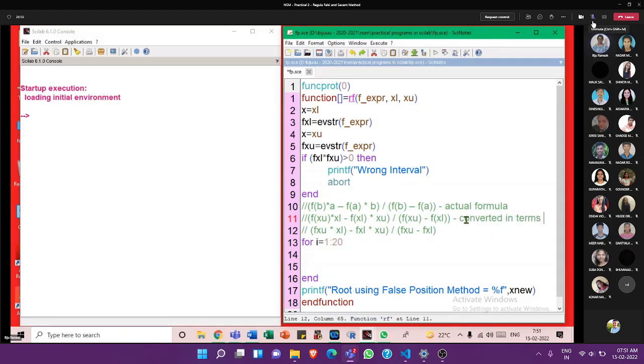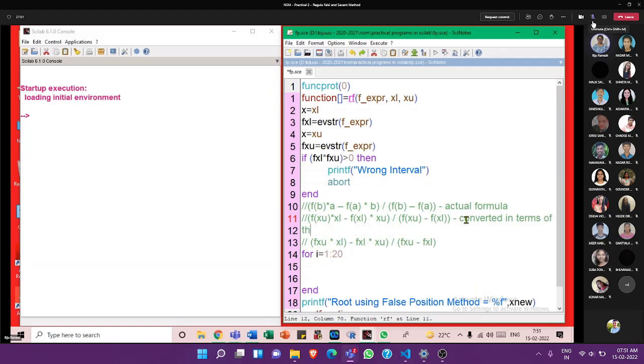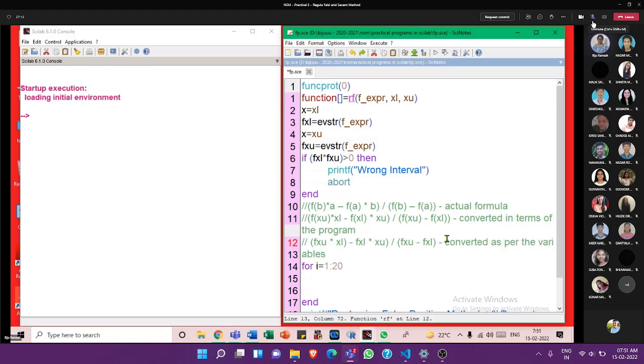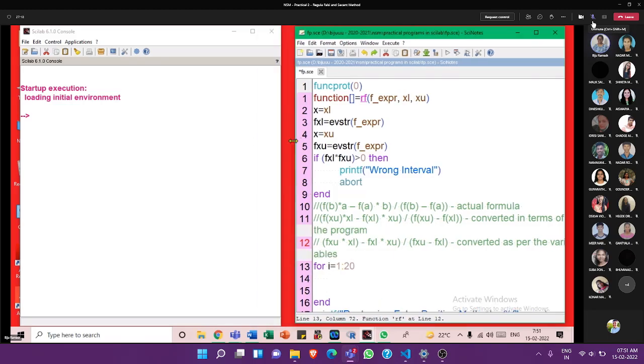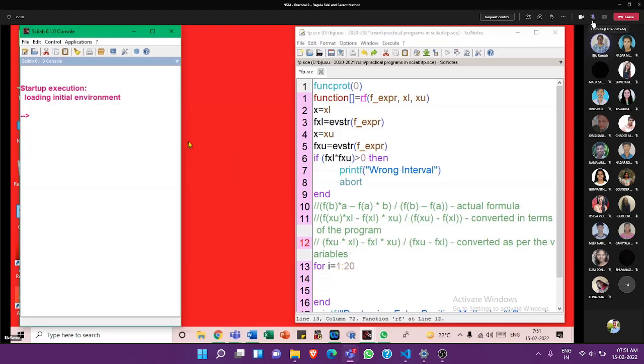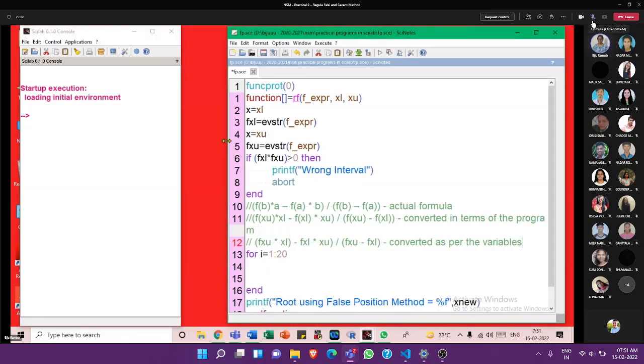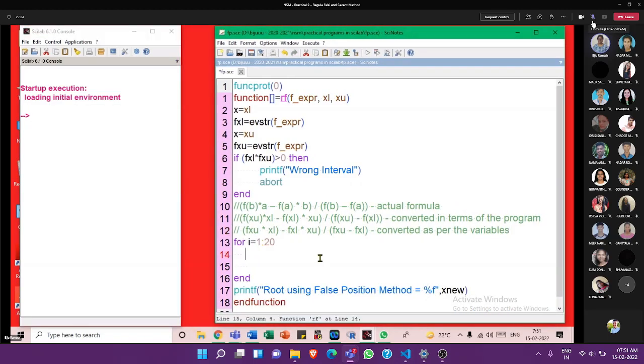Actual formula converted in terms of the program. Okay, this is converted as per the variables used. Let me reduce this, let me increase this so that you will see. So this is what we are going to apply.